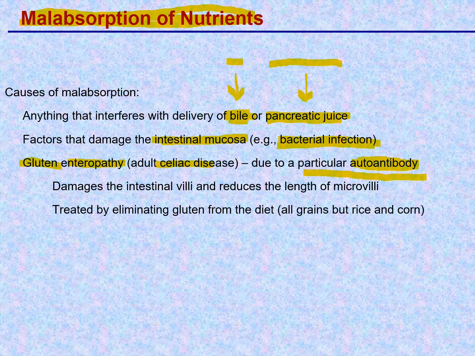The problem with gluten is you get damage to the intestinal villi and the length of the microvilli. The treatment is avoiding gluten in the diet. All grains but rice and corn. So these people have to avoid all grain products, but rice and corn are okay.